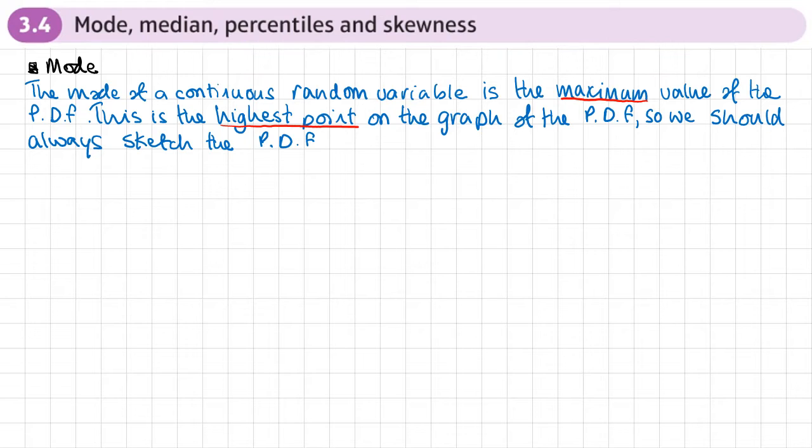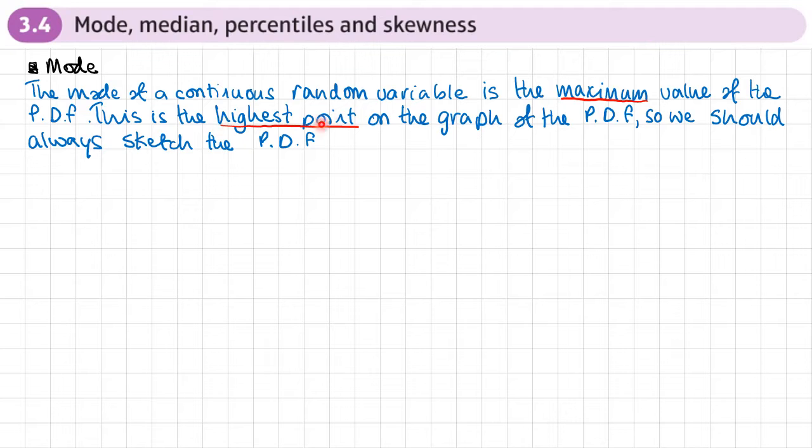This is the full section of chapter 3 on continuous distributions, and this section is on the mode, median, percentiles and skewness. So let's first of all start with how we find the mode. The mode of a continuous random variable is the maximum value of the PDF.